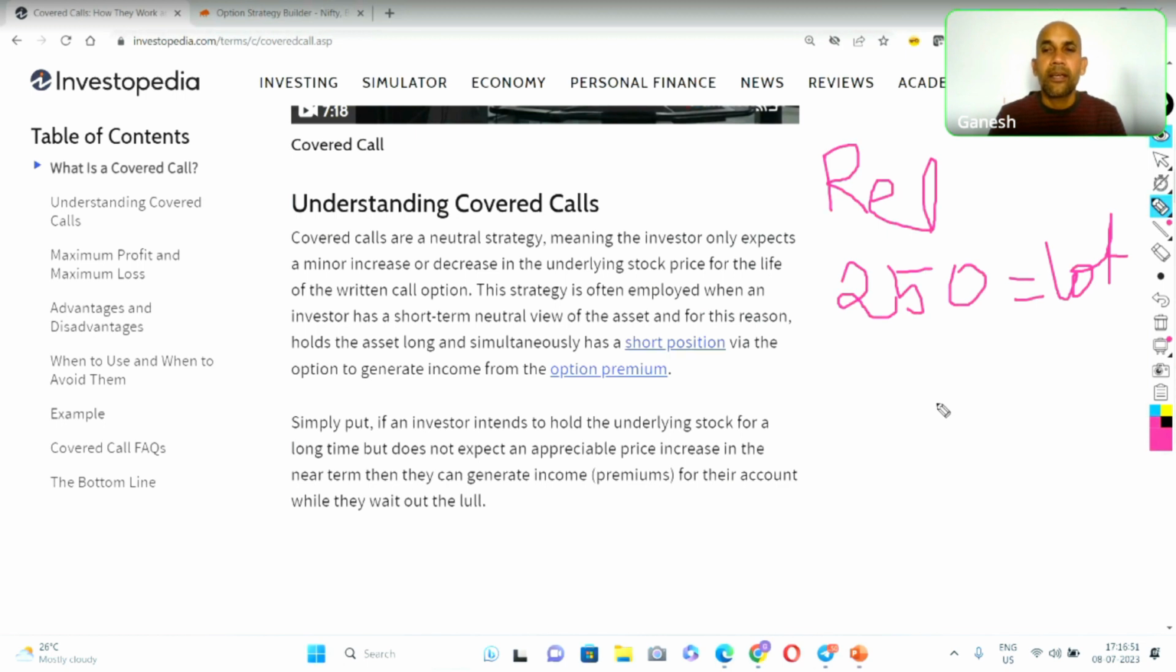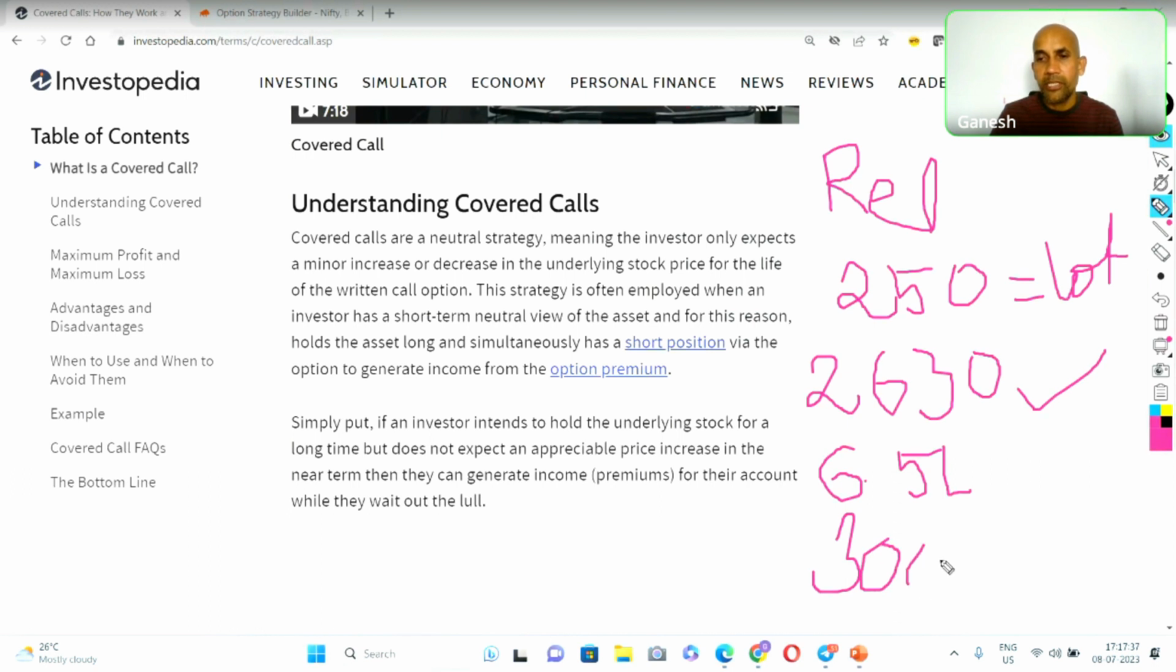The lot size is 250. As of now, the stock price is, let's say, 2630. This is the current price. So my purchase price is 2630. I bought one lot of 250, right? 250 into 2630 would cost me 6,57,000. Let's say, round figure, 6.5 lakh. So this is my investment. So what is my expectation? Reliance Industries in the shorter or near to longer term would go to, let's say, 3,000. My view is 3,000.